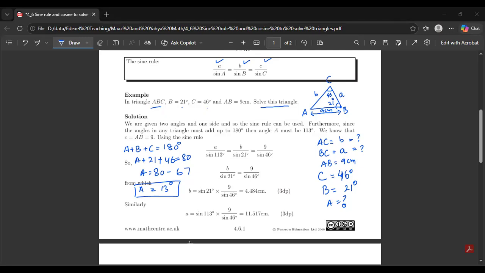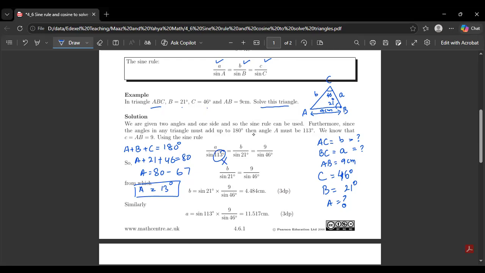So we are given two angles, one side, and the sine rule can be used. Furthermore, since the angles in any triangle must add up to 180, then angle A must be 113. We know that this is wrong, right? This is wrong.